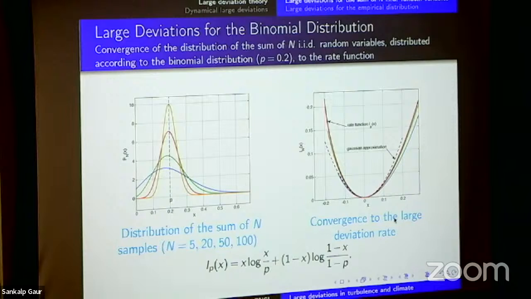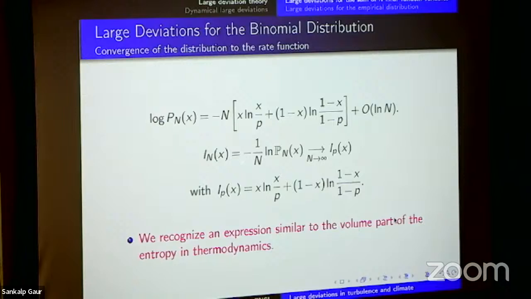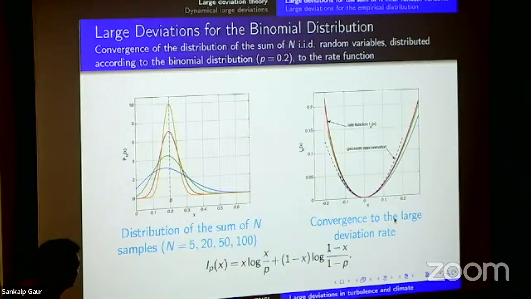So here on the right side, you see I_N of x. I_N is defined this way: I just take minus 1 over N, the log of P_N, and I expect it to converge to some I(x), which is given by this formula. And so here you see how fast it converges. You see that the red one is the limit, and you don't see the yellow line.